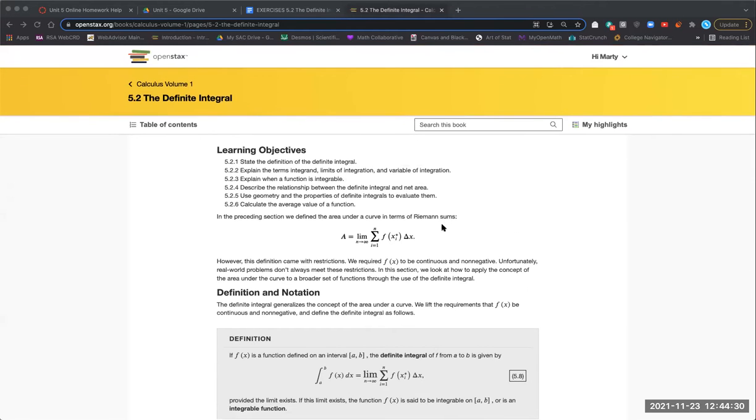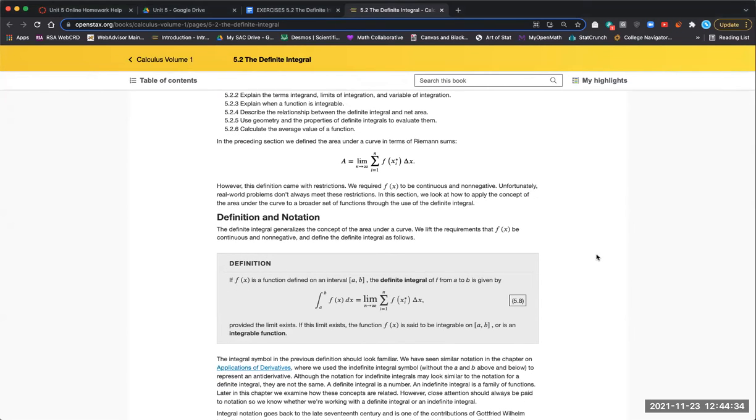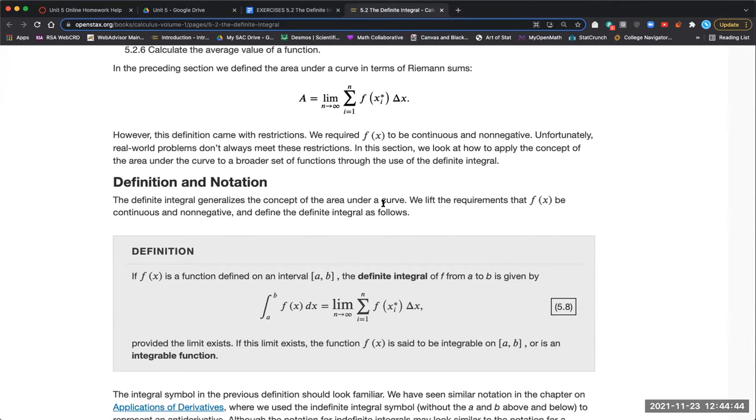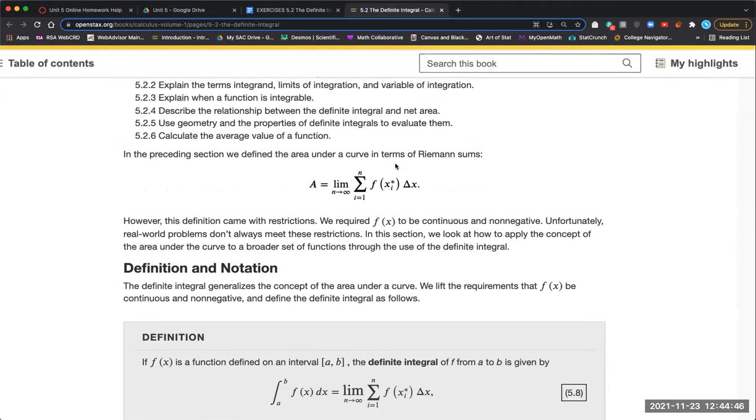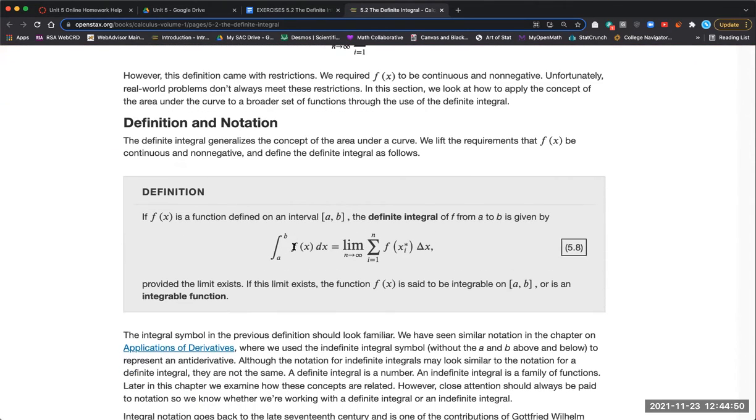Let's take a look at lesson 5.2, the definite integral. From 5.1, we introduced this notation of an infinite sum, where we're adding up an infinite amount of rectangles or pieces together to approximate or estimate the area underneath the curve. What we move into now is a formal notation, the integral notation, to represent the infinite limit here.